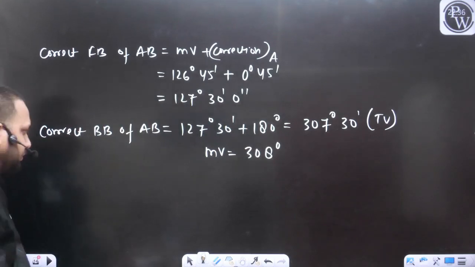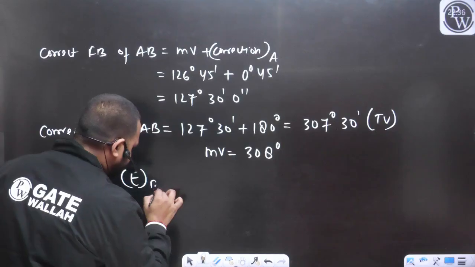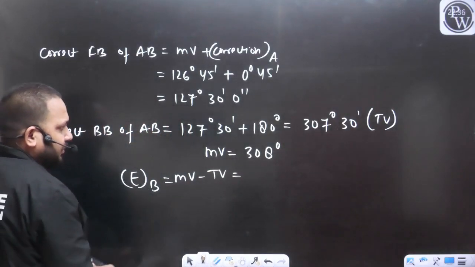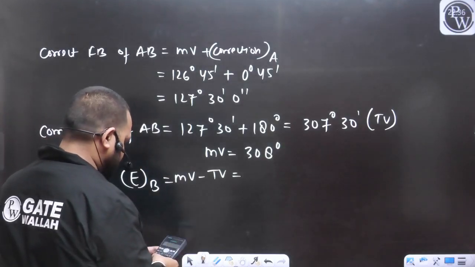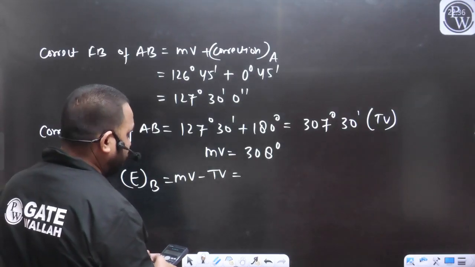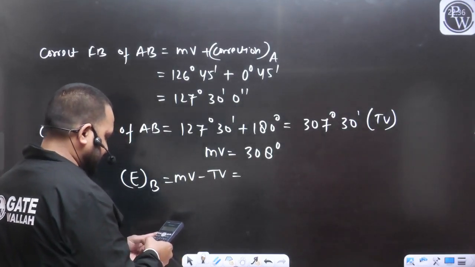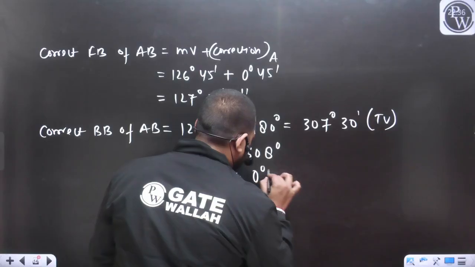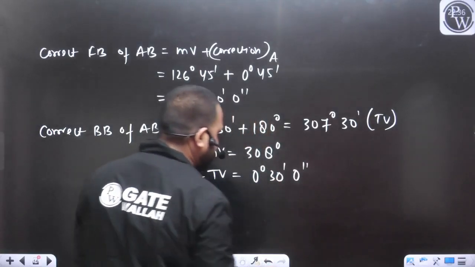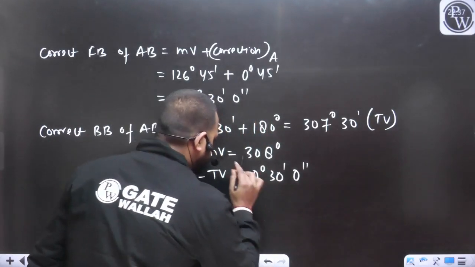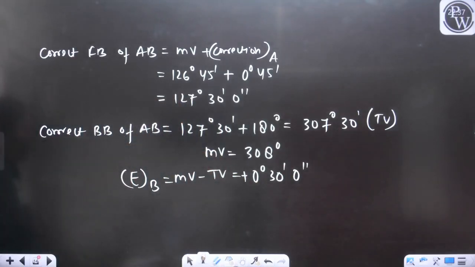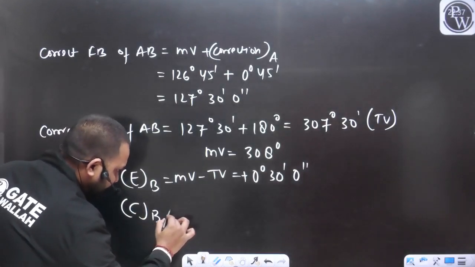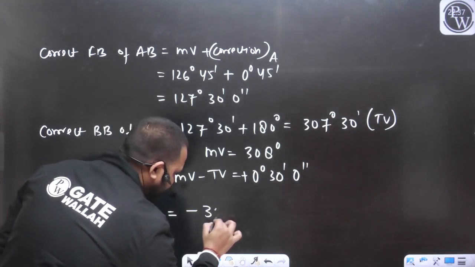So can I find out the error at station B will be equal to measured value minus true value. The measured value is 308 degree and the true value is 307 degree 30 minute. So this is going to be 0 degree 30 minute 0 second. The error you are getting is positive. So the correction at station B is going to be minus 30 minute.